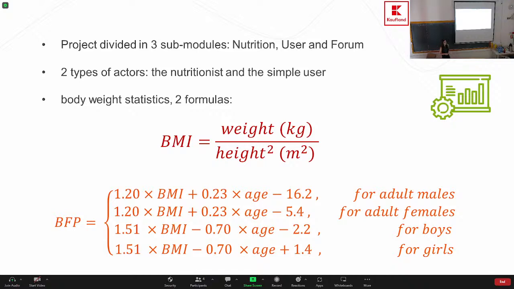As their names already state, the nutrition module was used for recipe management, the user module for the accounts and notifications, and the forum for the posts, comments, and replies. The application allows 2 types of actors, the nutritionist and the simple user, and each user gets some body weight statistics, which were developed using 2 formulas. One is for body mass index, and the other one is for body fat percentage.